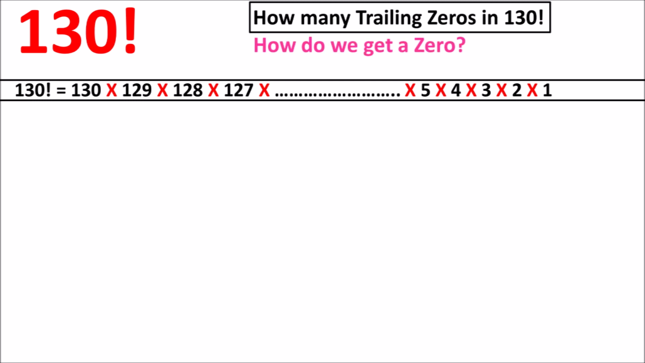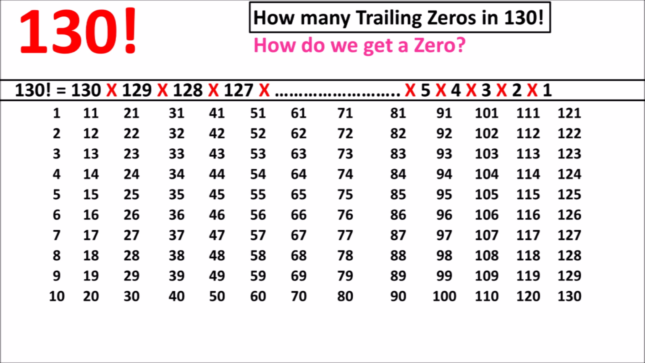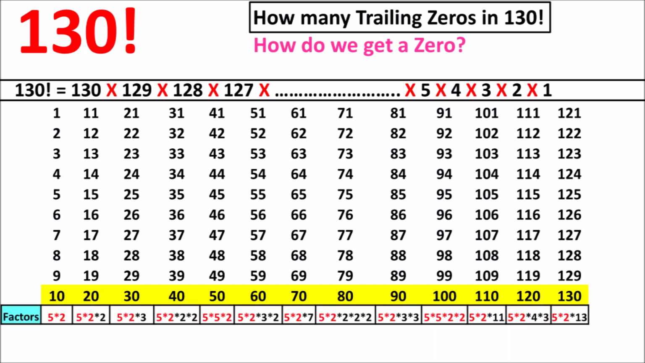Before solving this question, we must first understand how we get a 0. For that, let us write down all the numbers from 1 till 130. Now let us try to see all the numbers having a 0 at the end. All the numbers having a 0 at the end have been highlighted in yellow color. Now let us see the peculiarities of these numbers. For that, we have to identify the factors of these numbers.